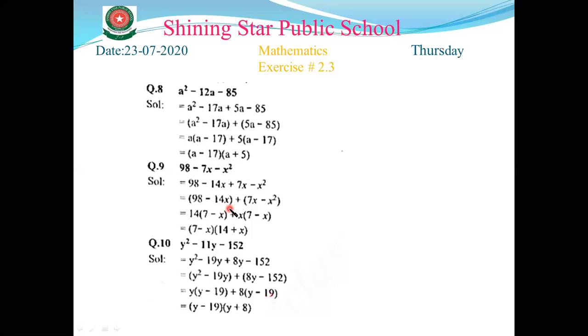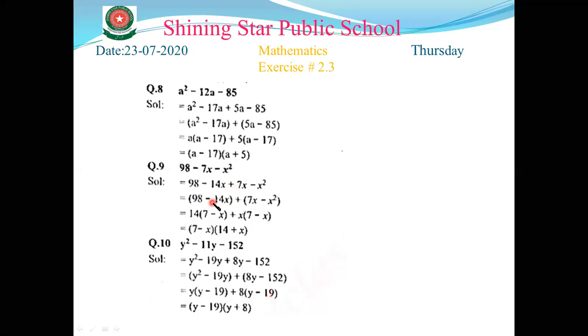Now in question number 9, 98 minus 7x minus x square. In this question, we must get two numbers 14 and 7, because when we multiply 14 with 7, we will get 98. Okay. Middle term have negative sign. So greater value must have negative sign, and smaller value have the positive sign.